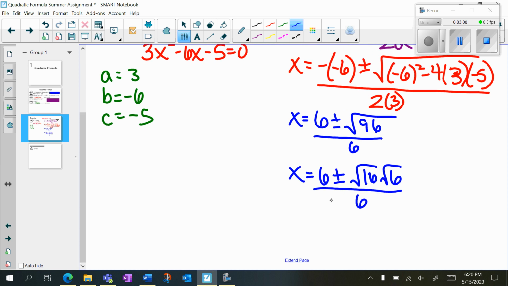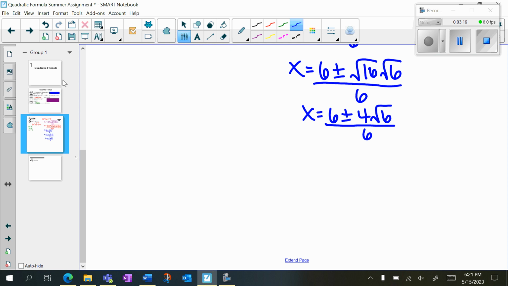Radical 16 turns into a 4. Radical 6 over 6. We want to simplify this fully, so I'm going to divide everything by 2. So 2 goes into 6 3 times, 2 goes into 4 2 times. X equals 3 plus or minus 2 radical 6 over 3.